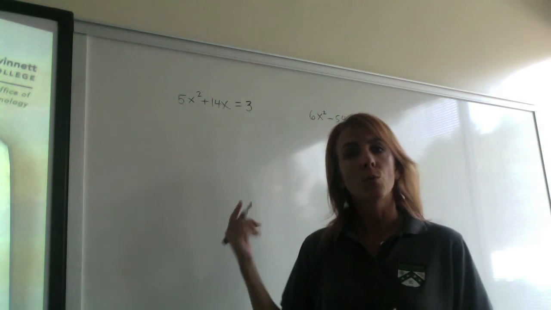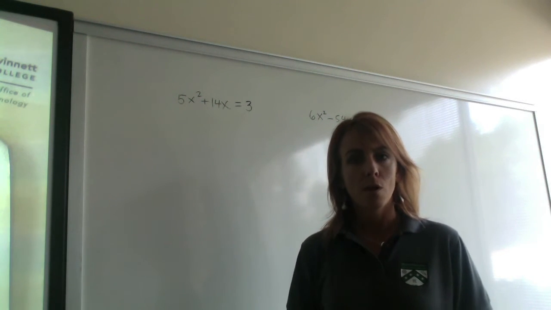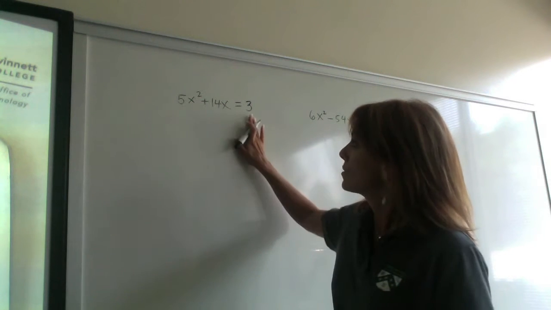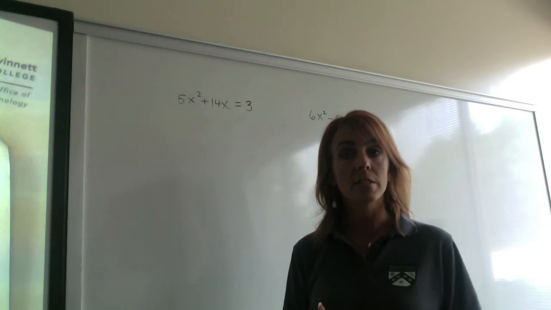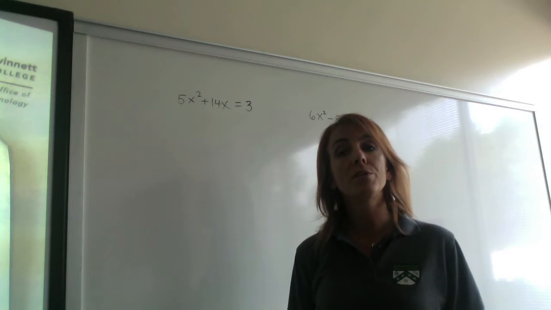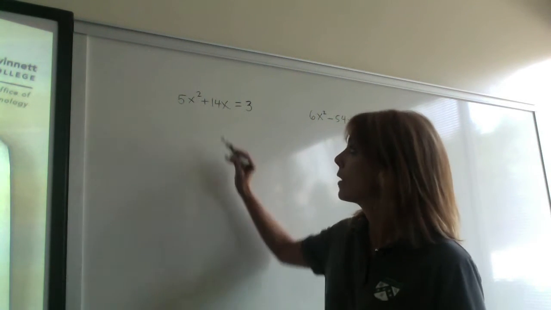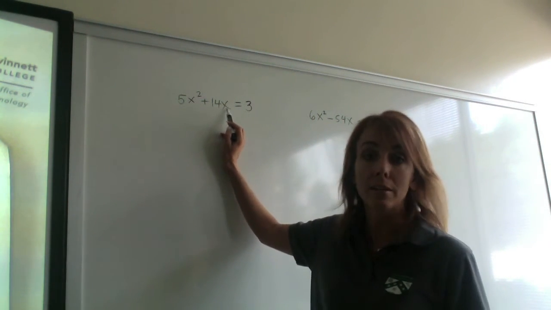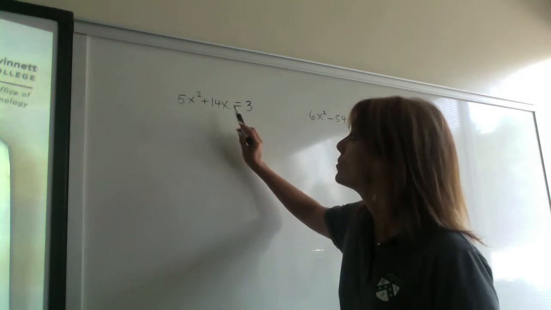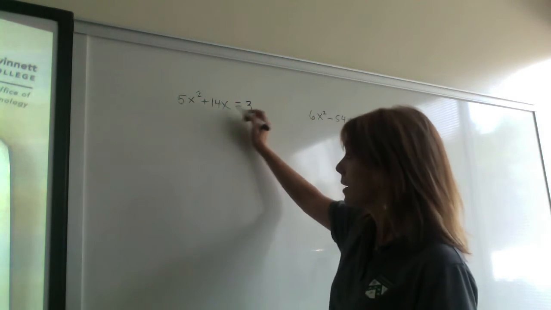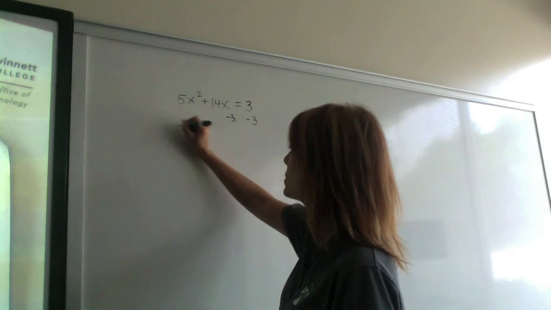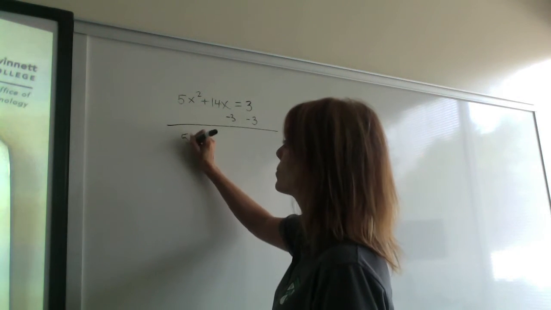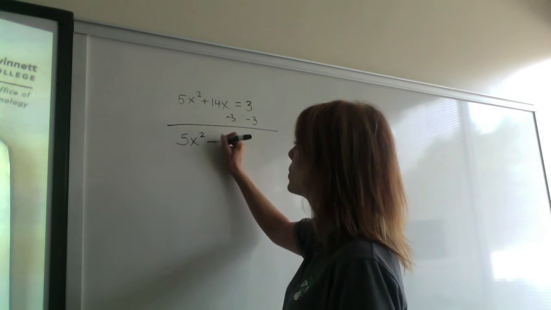We're going to take this 3 and we're going to move it to the other side of the equation. We want to set this equation equal to 0. You're going to do this with any equation that has a degree higher than a linear term. Okay, so let's move everything to one side. We're going to do that by subtracting 3 on both sides of the equation. 5x squared plus 14x minus 3 is equal to 0.